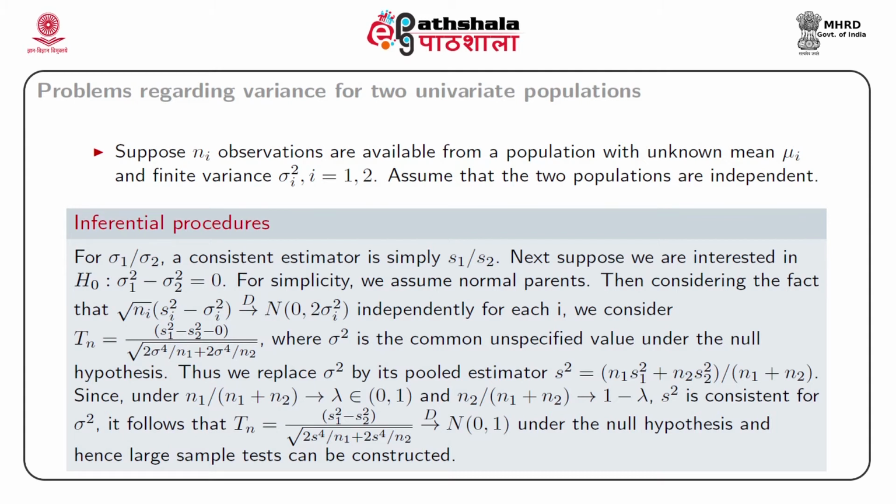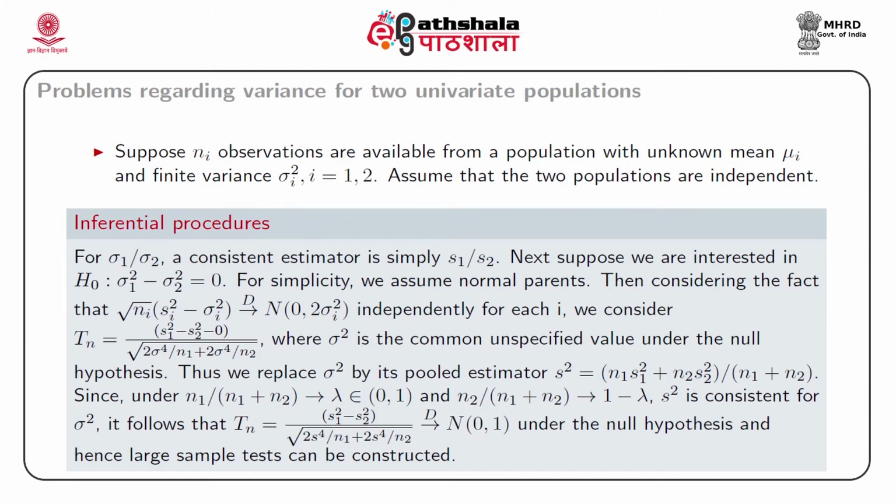for normal parents we can use the fact that square root of ni multiplied by si square minus sigma i square converges in distribution to a normal distribution with mean 0 and variance 2 sigma i to the power 4, and independently for each i. So, we can construct our statistic Tn as s1 square minus s2 square, the whole thing divided by 2 sigma to the power 4 divided by n1 plus 2 sigma to the power 4 divided by n2, where sigma square is the common unspecified value under the null hypothesis.